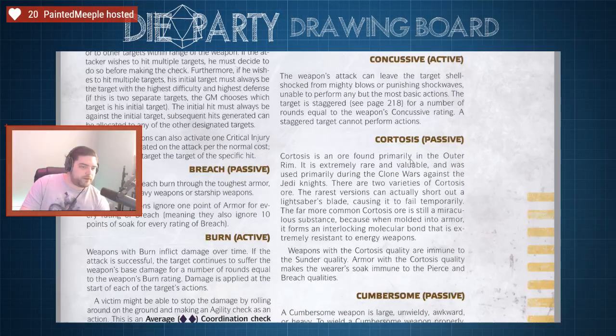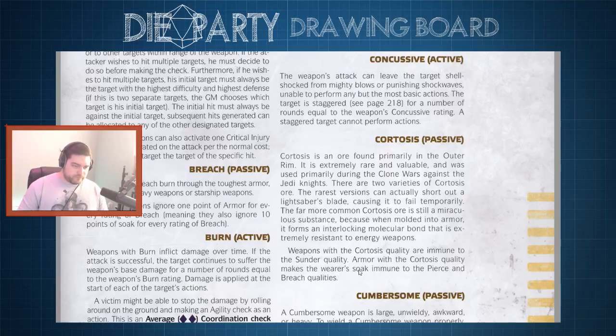Cortosis is an ore found primarily in the Outer Rim. It is extremely rare and valuable, and was used primarily during the Clone Wars against Jedi Knights. Hence why he would have it, I guess. There are 2 varieties of cortosis, and the rarest version can actually short out a saber's blade, causing it to fail temporarily. The far more common cortosis ore is still a miraculous substance because when molded into armor, it forms an interlocking molecular bond that is extremely resilient to energy weapons. Weapons with the cortosis quality are immune to the sunder quality. Armor with the cortosis quality makes the wearer's soak immune to pierce and breach qualities. Yeah, boy. That's how we get around the players killing this dude. We give him cortosis armor.